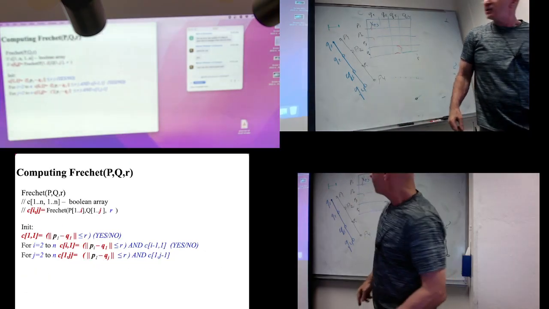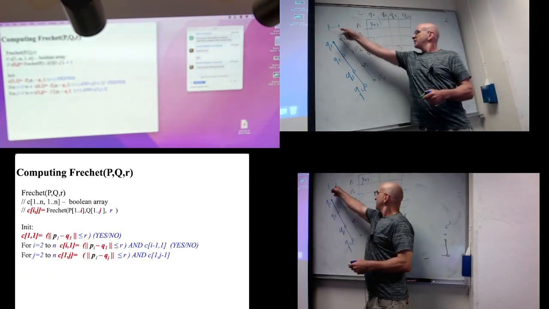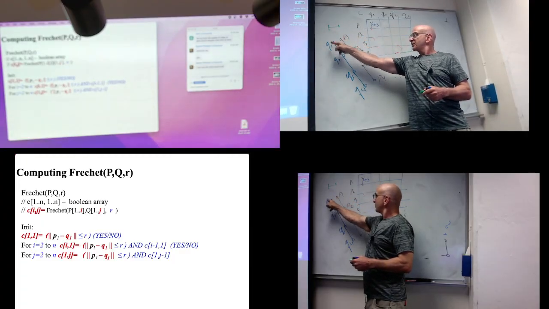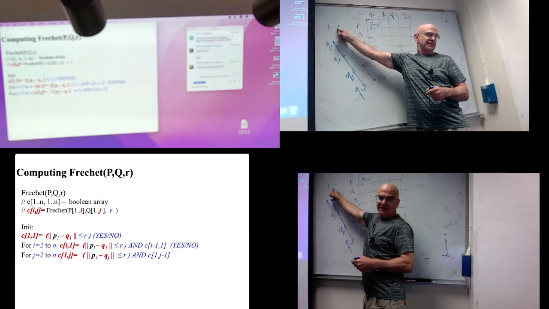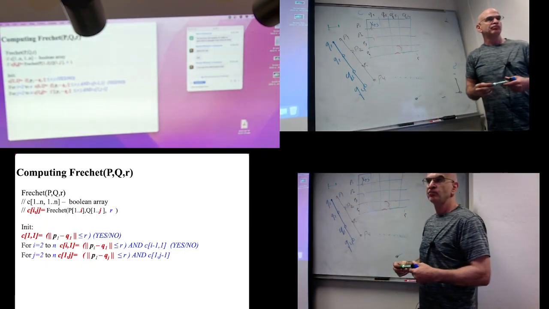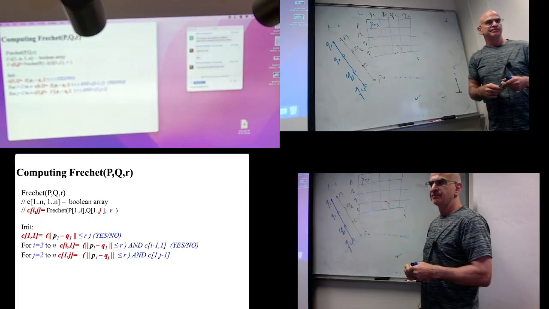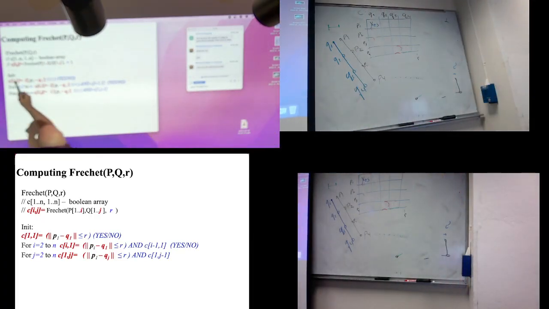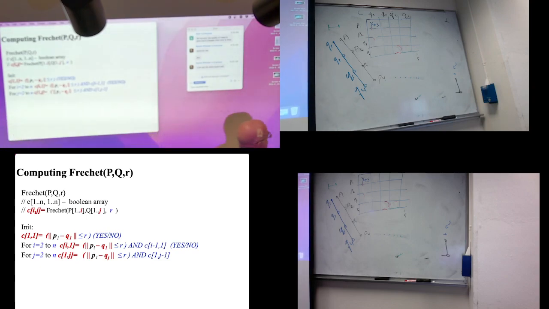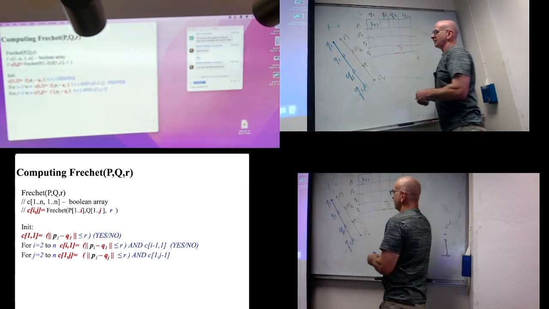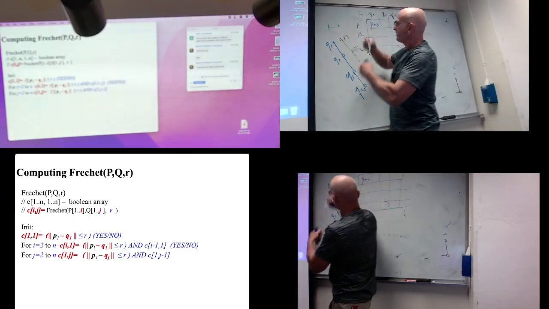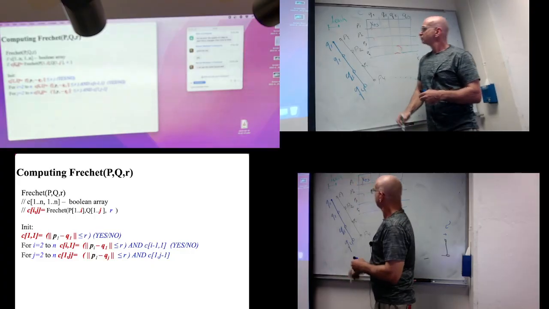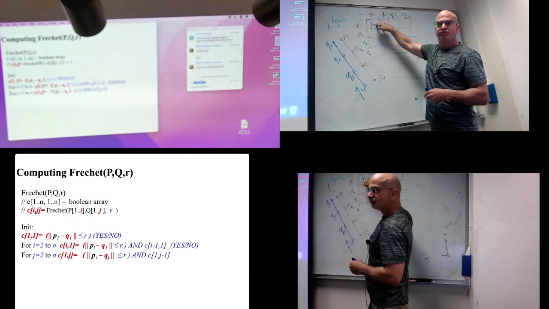Let's go to the initialization. This is your length of the leash. Is P1 minus Q1 more or less than this distance? Over here, by eye it looks like yes. So C11, the distance between P1 and Q1, is less than this leash, so I'll write yes over here.